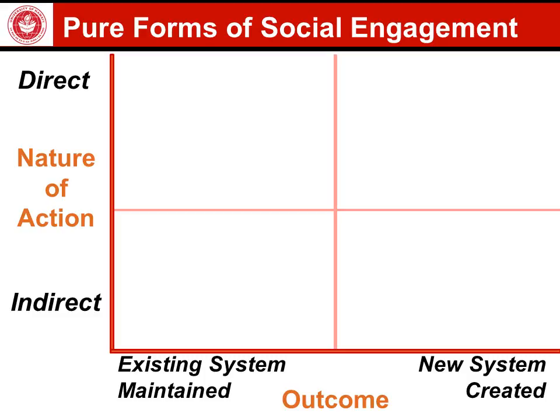On the vertical axis, we have nature of action, direct versus indirect. Direct is you're actually getting your hands dirty, putting your feet on the ground, and taking direct action to bring about the new change that you want to do. Indirect action is a more passive approach, stepping back. So let's look at some examples.